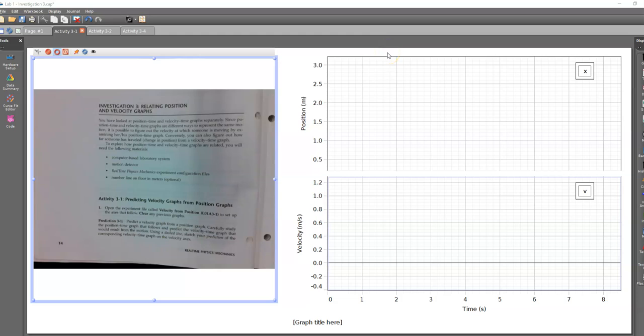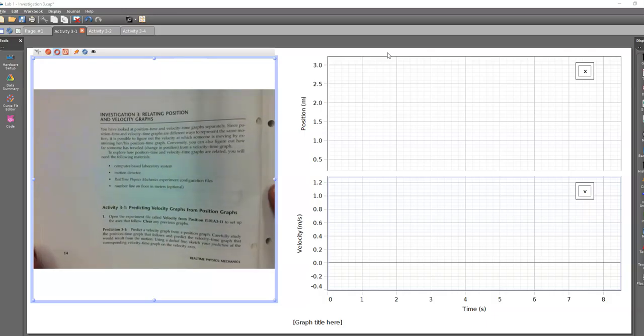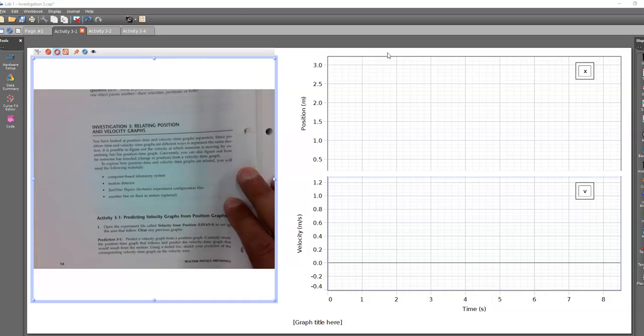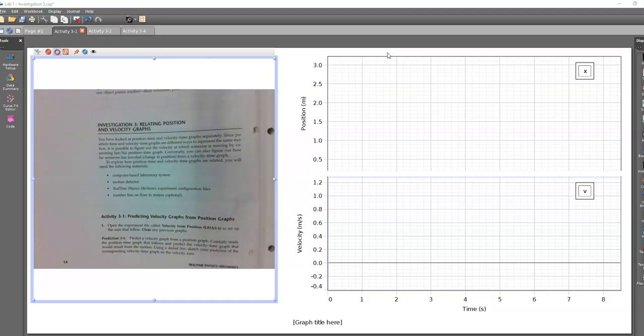Okay, so what we're going to do now, going into investigation 3, is relate position graphs and velocity graphs to each other. Now, it makes sense that if you do certain motion, you can get a position versus time graph. If you do the same motion, you can get a velocity versus time graph. So let's see if we can see the relationship and be able to predict one from the other. That is to say, if you get a position graph, can you get a velocity graph? If you have a velocity graph, can you get a position graph?